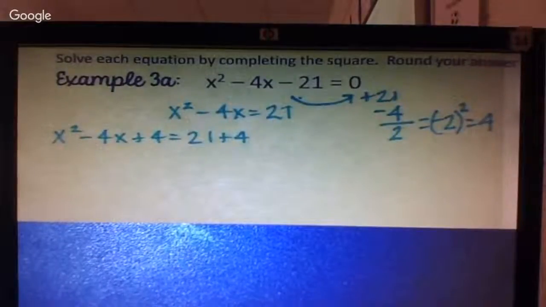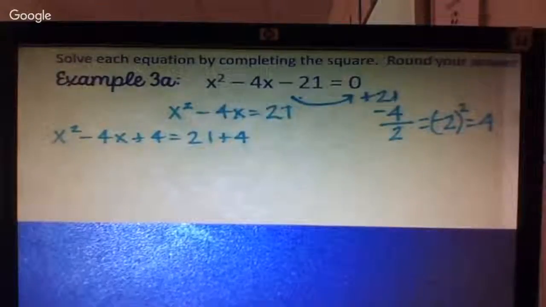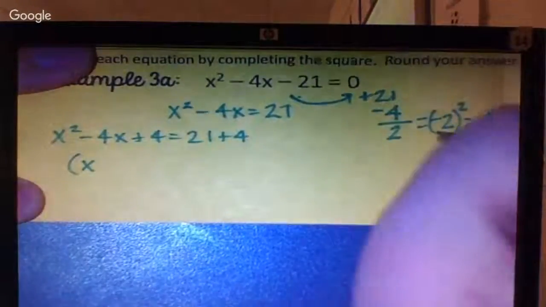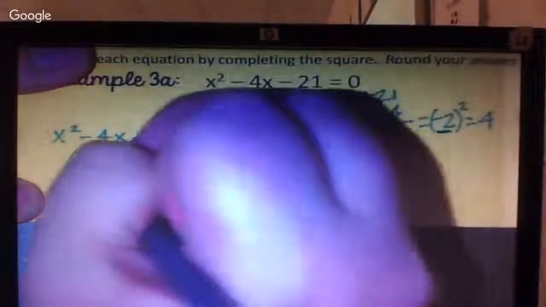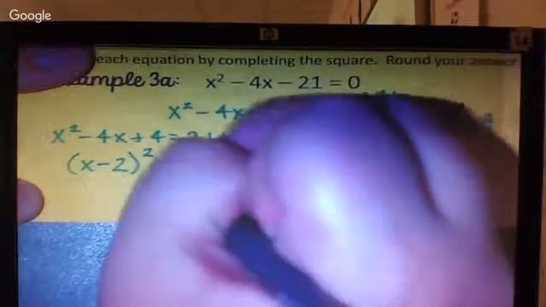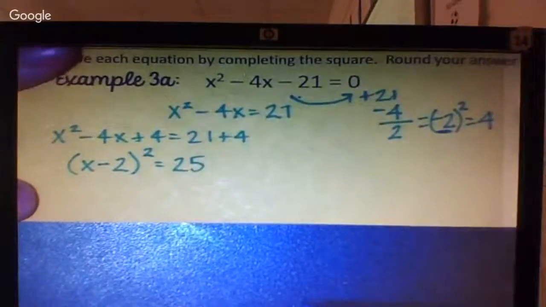Okay. So now we need to factor that left-hand side. It's a perfect square binomial, which means we have x, and this is a negative 2, so this is minus 2 squared. And on the right-hand side, I have 25.